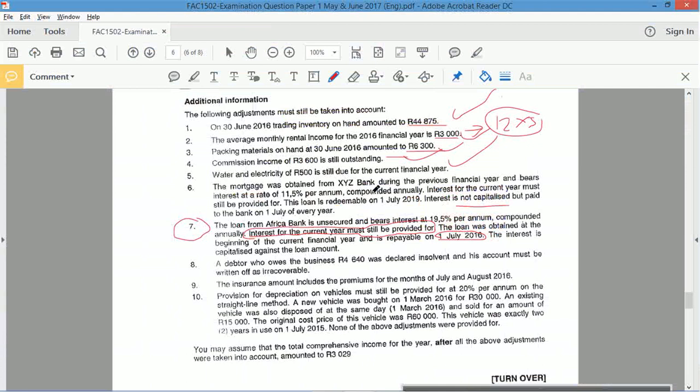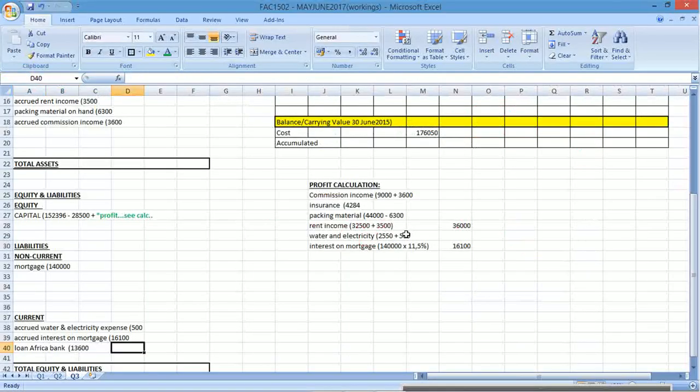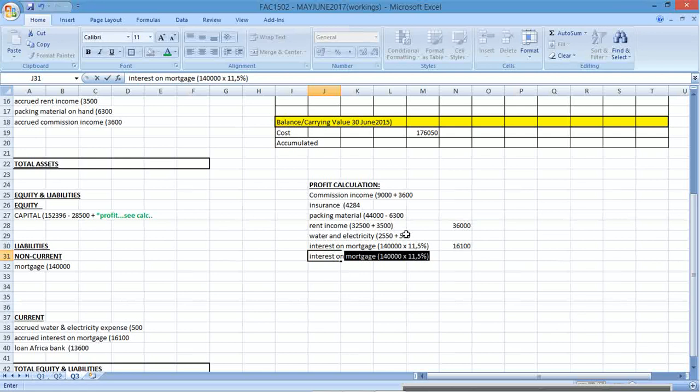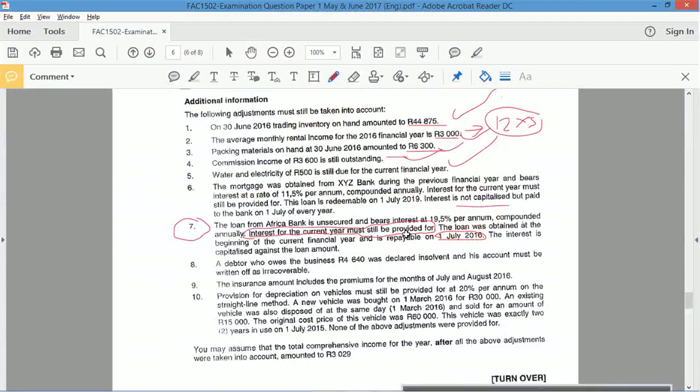How much is the interest? 19.5. Yes. When did you take out the loan? Beginning of the current year. Okay, so interest is the full period. Okay, so let's write that down here. Interest on Africa Bank loan. Brackets. How much was it? 13,600. 13,600 times 19.5.